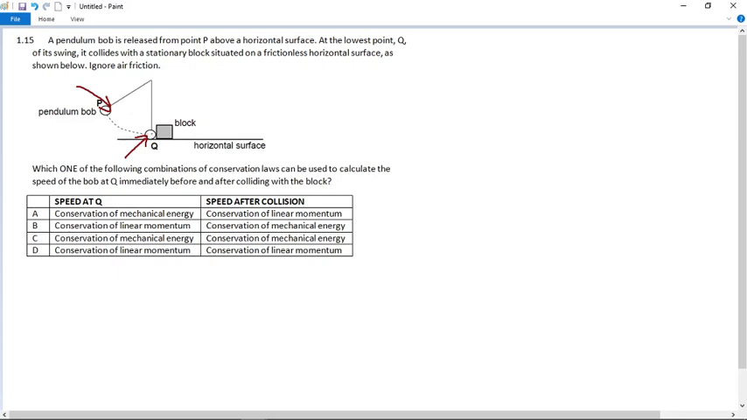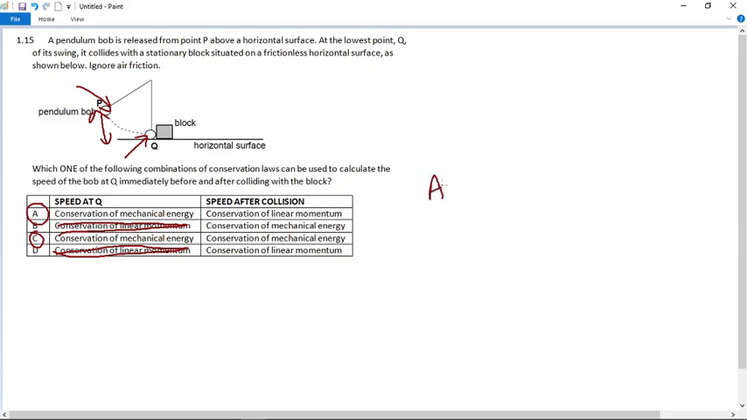So how would we find the speed at Q? If we knew this height h, we could easily work it out. So the answer to finding the speed at Q will be the conservation of mechanical energy. So this gives us A and C. We can't use linear momentum for the first part because it's only one object and it's not colliding with anything. But in the second part, can we use the conservation of linear momentum? Yes, we can, which is answer A.